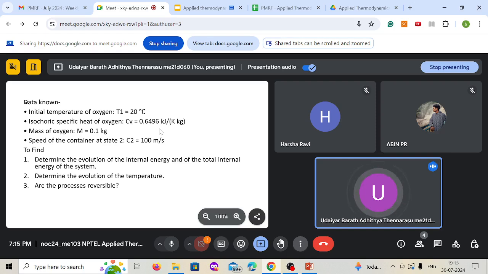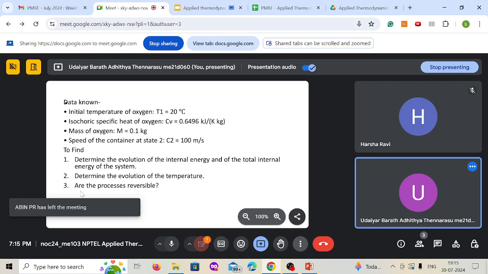The data given: the initial temperature of oxygen is 20 degrees Celsius, the isochoric specific heat of oxygen CV is 0.64696, the mass of oxygen is 0.1 kg, and the speed of the container at state 2 is 100 meters per second. What is asked: 1, determine the evolution of the internal energy and the total internal energy of the system. 2, determine the evolution of the temperature. 3, are the processes reversible?